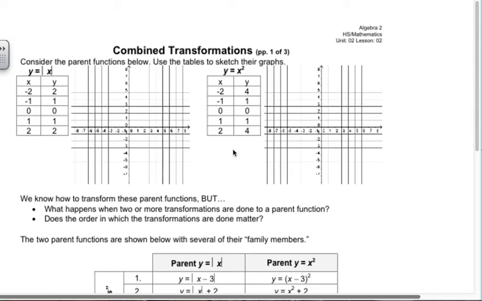You'll notice here we're on combined transformations, page 1. Instructions here. Consider the parent functions below. There's one, that's absolute value. Use the tables to sketch their graphs. The first thing we're going to do is plot these points.